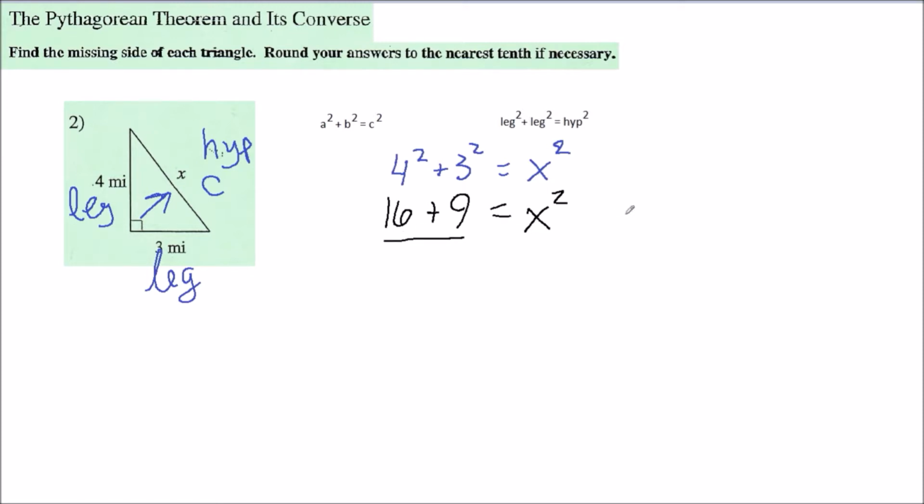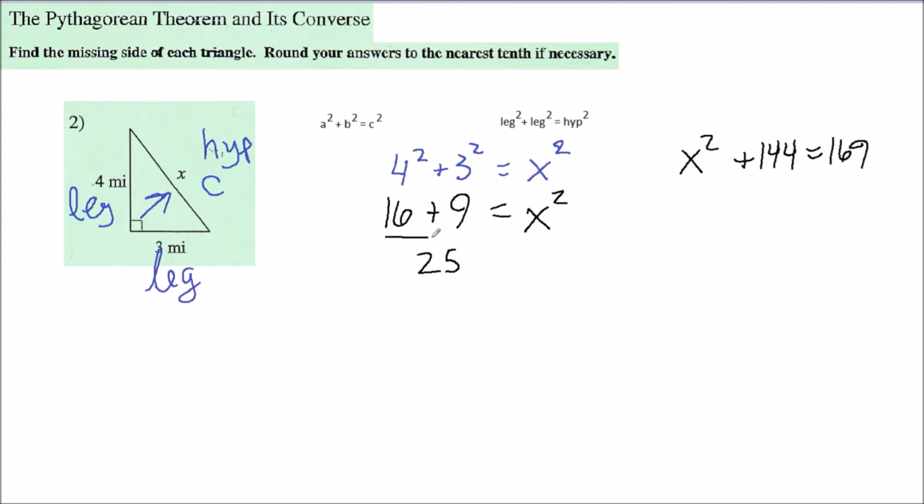I can do 16 plus 9. 16 plus 9 would give me 25. Okay, the equation says to add them, 16 plus 9. Not like last time. Last time, what did we have? We had something like x squared plus 144 equals 169. We're not supposed to add the 144 and the 169. The equation does not say that. The equation says it's x squared plus 144.